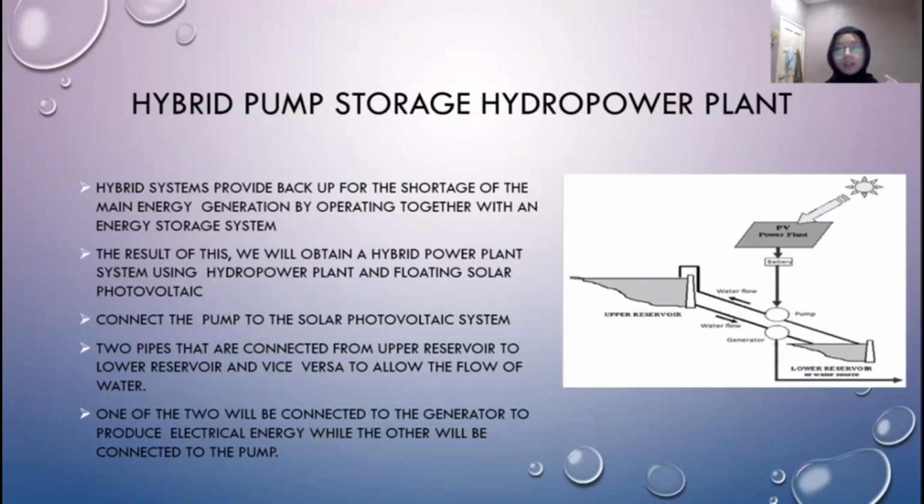So how this thing is going to work is we connect the pump to the solar photovoltaic system, and these two pumps are connected from the upper reservoir to the lower reservoir and vice versa to allow the flow of water. Then one of the two will be connected to the generator to produce electrical energy, while the other will be connected to the pump.